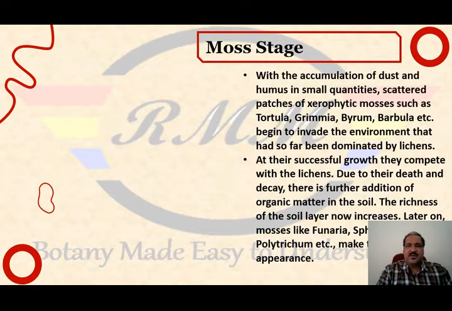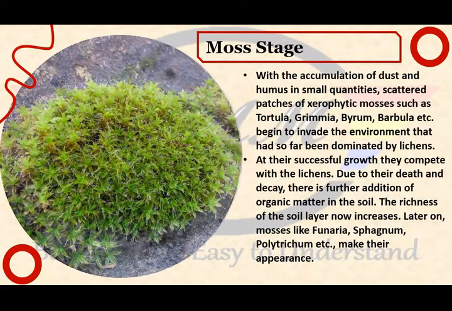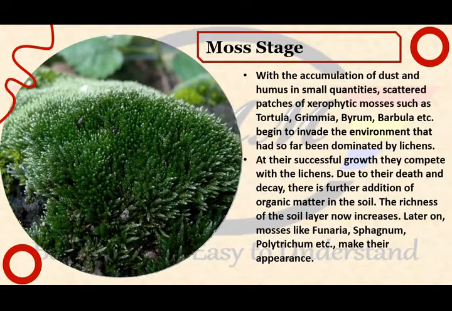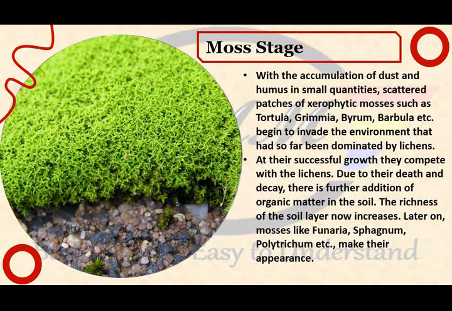The third stage is the moss stage. With the accumulation of dust and humus in small quantities, the environment is altered enough to allow the establishment of the secondary community in a rather definite sequence. Scattered patches of xerophytic mosses such as Tortula, Grimmia, Bryum, Barbula, etc. begin to invade the environment that had so far been dominated by the lichens. With their successful growth, they compete with the lichen. Due to their death and decay, there is more addition of organic matter into the soil.